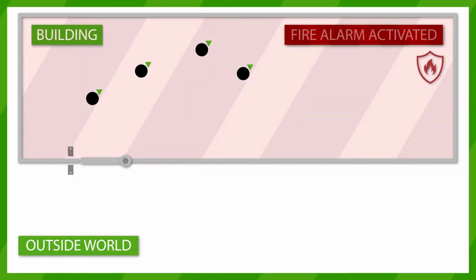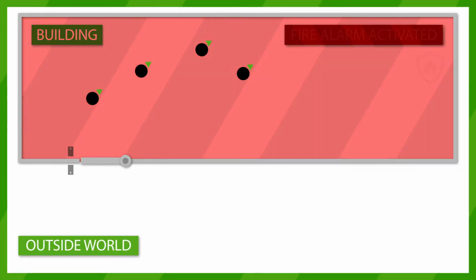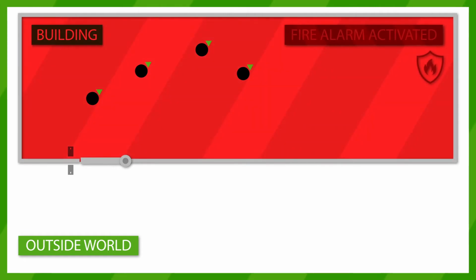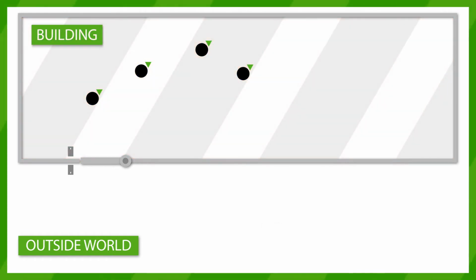In the event of a fire alarm, it's good to know which people were in the building at the time the fire alarm went off. This is a roll call report and can be generated automatically by Paxton10.